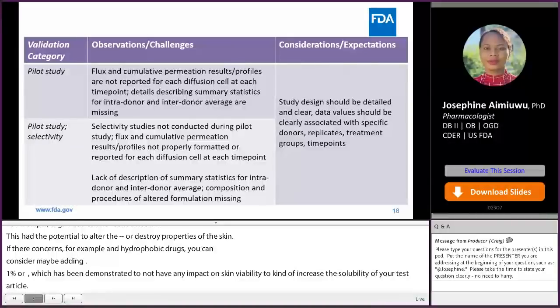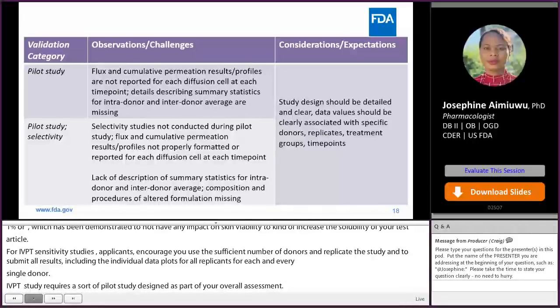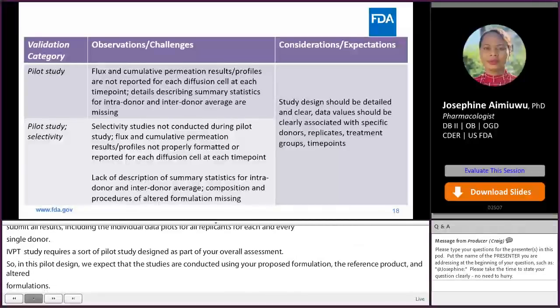IVPT study requires also a pilot study design as part of your overall assessment. So in this parallel design, we expect that the studies are conducted using your proposed test formulation, the reference product, and altered formulations. This pilot study is designed in such a way that it may help you determine the number of donors appropriate for the pivotal study, as well as demonstrate the selectivity of the method, with the permeation profiles expected to be different between the test and reference product and the altered formulation.